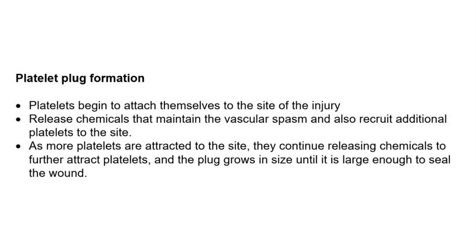Platelet plug formation, as its name suggests, occurs when platelets begin to attach themselves to the site of the injury to form a temporary seal. The platelets that initially attach themselves release chemicals that promote and maintain the vascular spasm, in addition to recruiting additional platelets to the site. As more platelets are attracted to the injury, they continue releasing more chemicals in order to recruit more platelets, and the platelet plug begins to grow large enough to seal the wound. This is one primary example of a positive feedback mechanism.